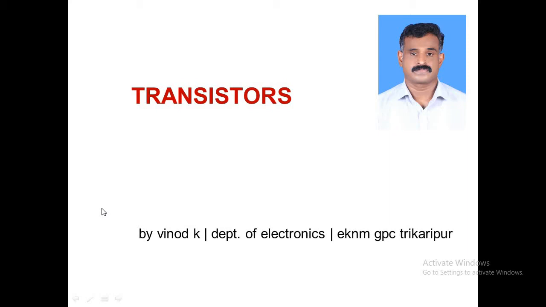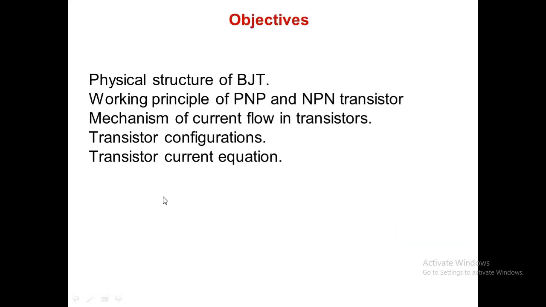Today we are going to learn about the basics of transistors, that is bipolar junction transistors. As we know, transistors are basically classified into two types, that is BJT, bipolar junction transistors, and FET, that is field effect transistors. In this class, we are concentrating only on the basics of bipolar junction transistors. As you are all aware, the objective of today's class is the physical structure of the BJT, the working principle of PNP and NPN transistors, the mechanism of current flow in them, and different transistor configurations and transistor equations.